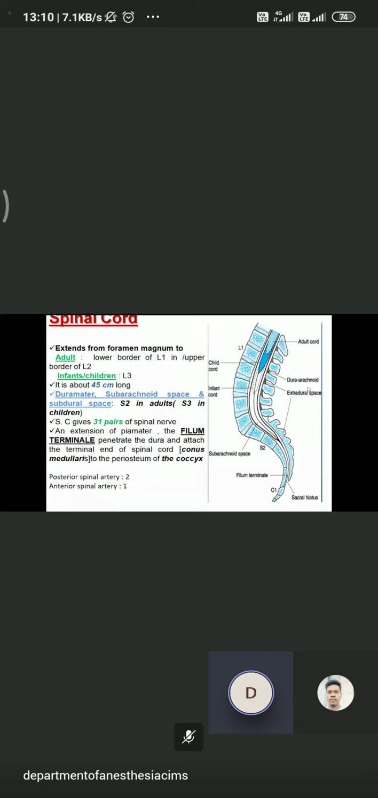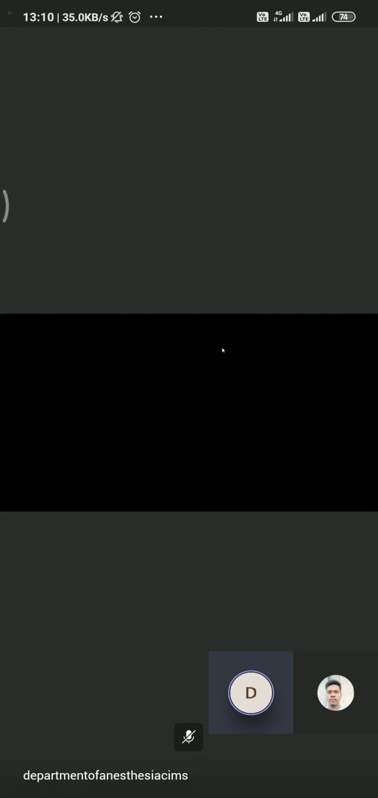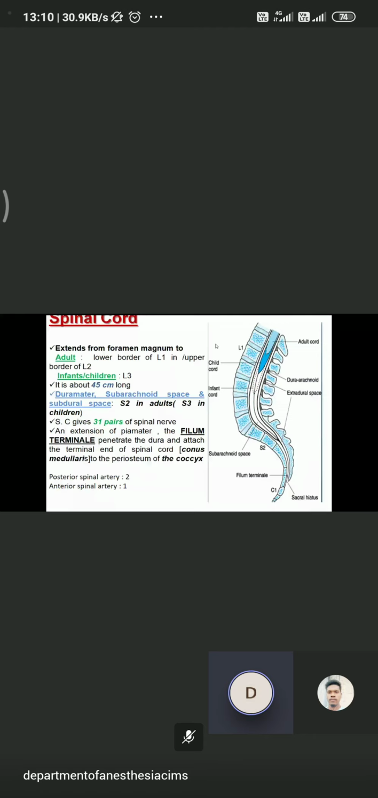It is important because when we give an injection at a higher level in children, there is a chance that we may injure the spinal cord, because it extends to the L3 vertebra in children. So the level for giving spinal anesthesia in children is far below L3. The space selected for spinal anesthesia in children is the L4, L5 space, not higher than that, because there are chances that we can injure the spinal cord.